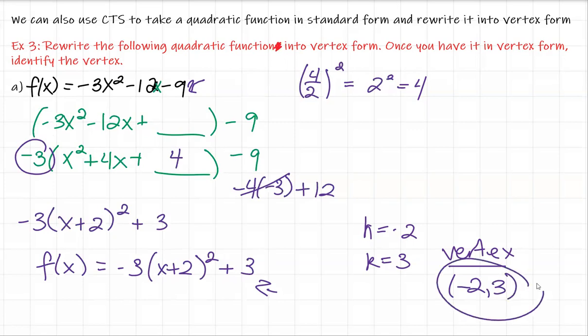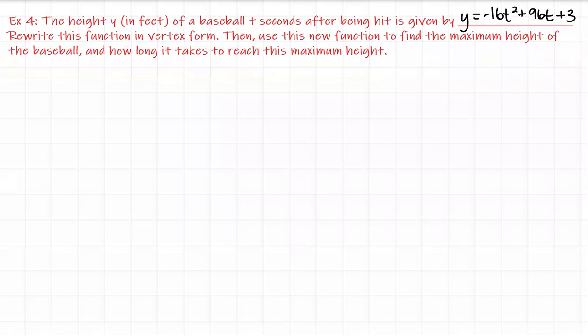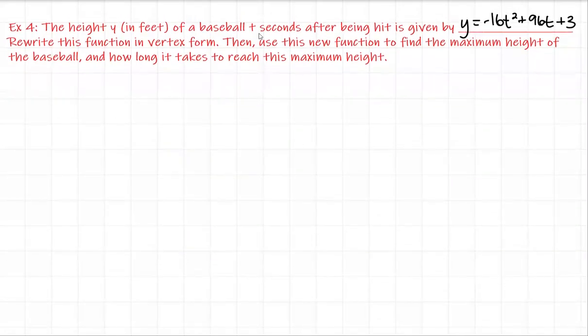All right? So that's how completing the square can help us in 2 different ways. It can help us solve quadratic equations. It can also help us write things into vertex form. Awesome. Let's do one more example. Let's see how this helps us in an application problem. The height y in feet of a baseball t seconds after being hit is given by this function. Rewrite this function in vertex form, then use the new function to find the maximum height of the baseball and how long it takes to reach this maximum height.